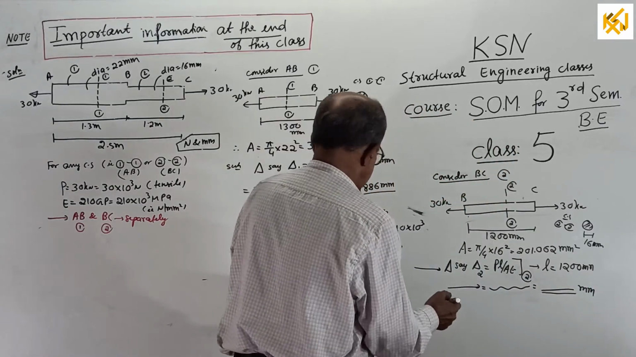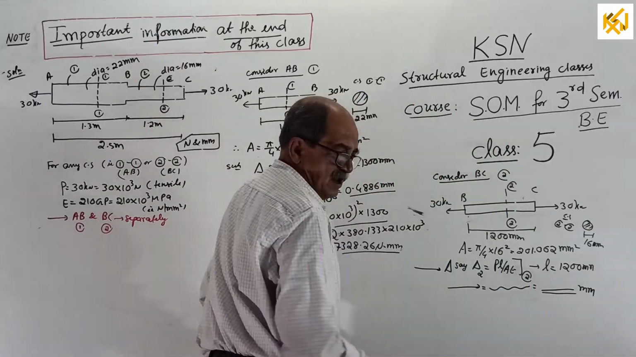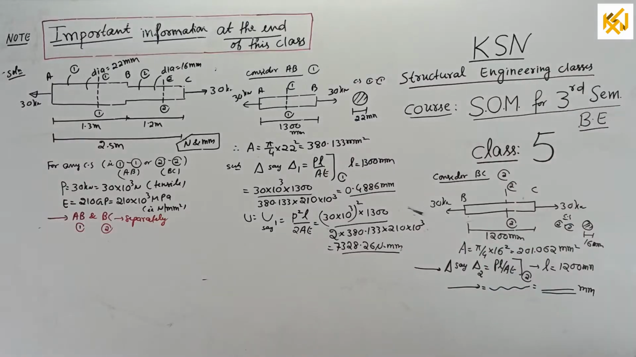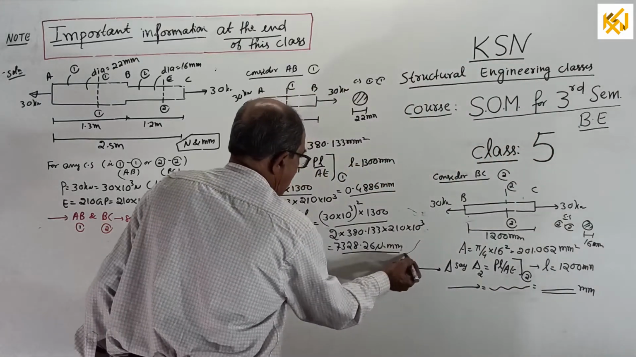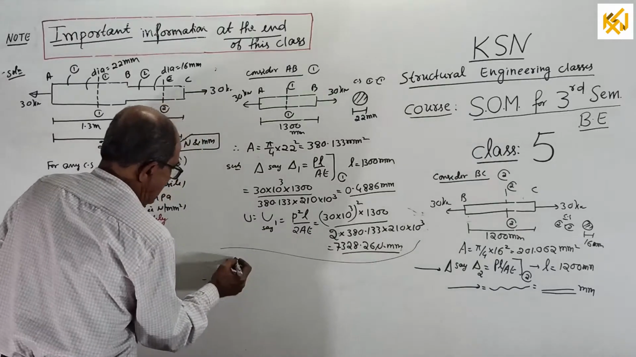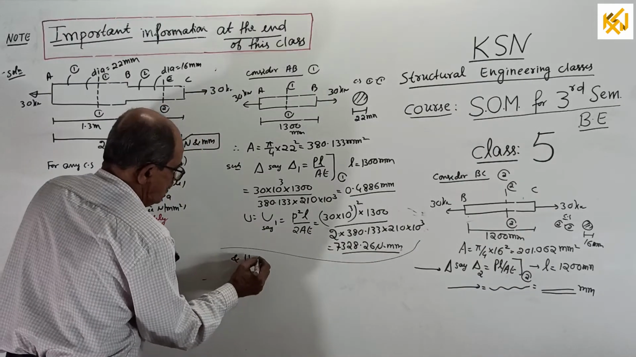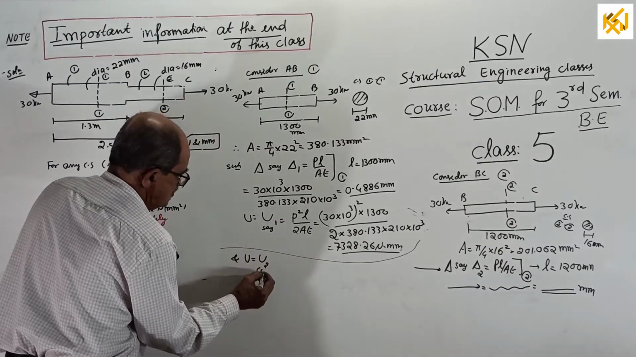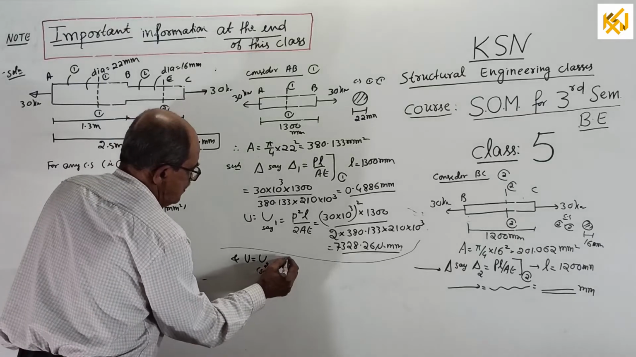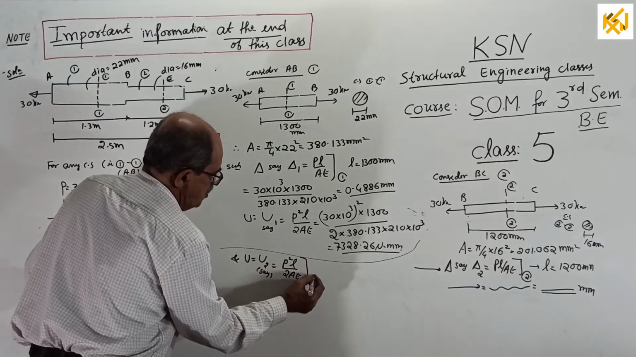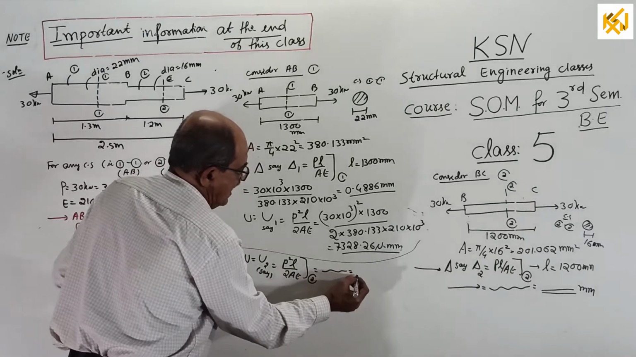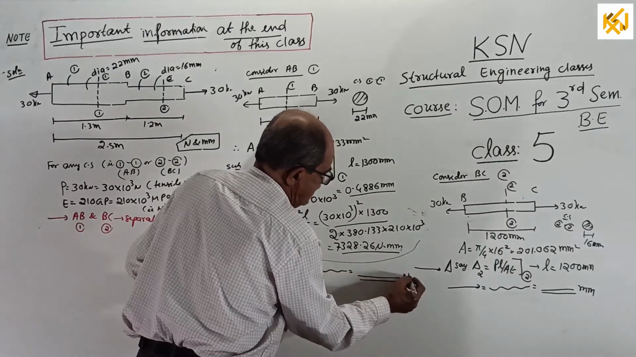Also, there is a little space problem. Let me check the camera. I do not want to go beyond the camera line. Okay, I will come to this side and continue here. And U, say U2, equals P square L by 2AE for part number 2. Substitute and get the answer in Newton millimeter.